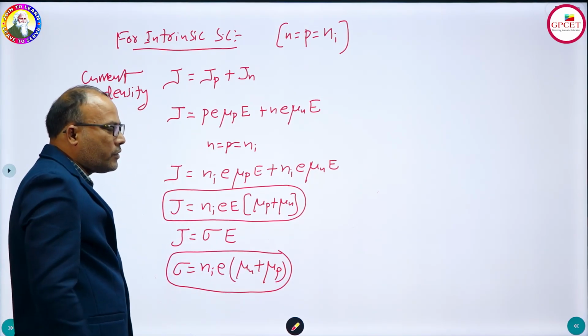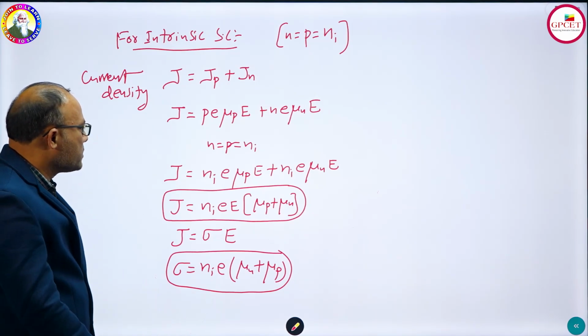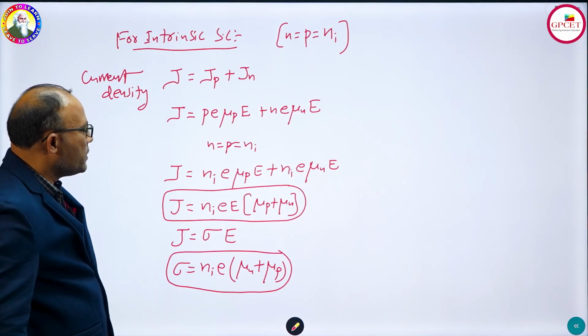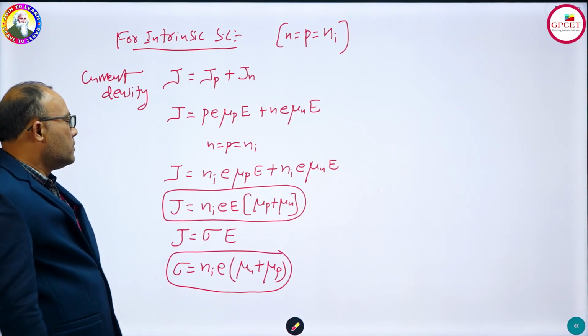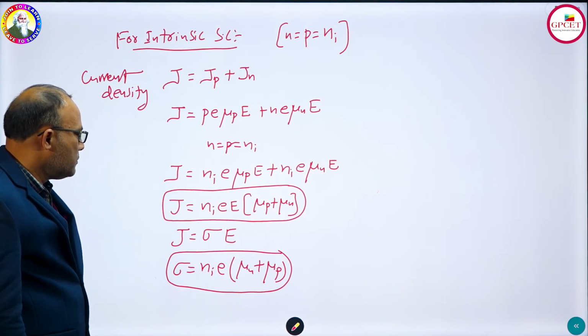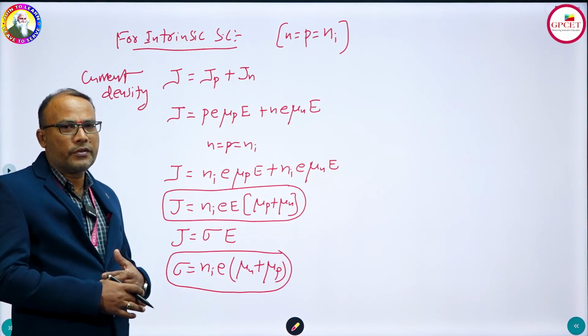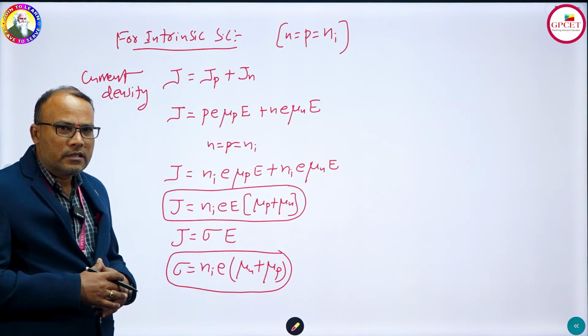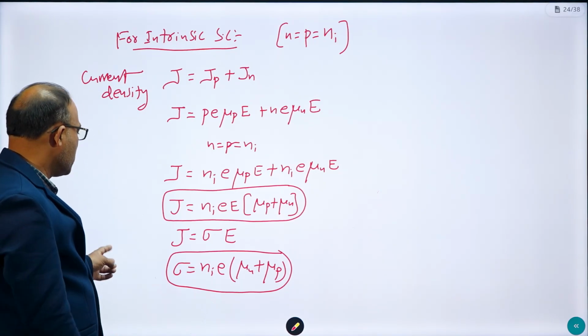This is the conductivity for intrinsic semiconductor. So, these are all the various important formulas that we are learning today. Now, I hope the audience have got a clear explanation about the drift current. Now, let us see the various GATE problems that are coming under drift current.